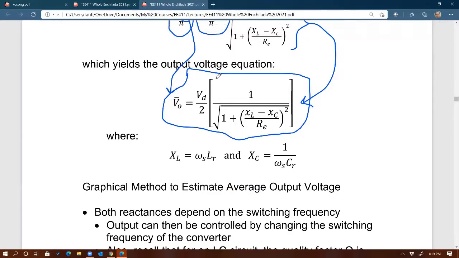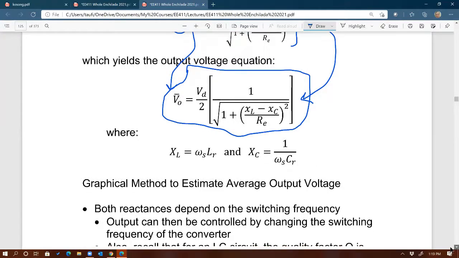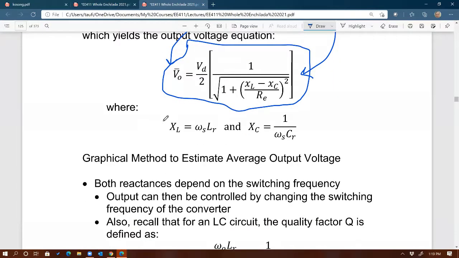The percent error will be more if you use this for DCM rather than for CCM2. Okay. Any questions on that? And here's the equation for X of L. As you know, that's just the reactance of the resonant inductance, and there's the reactance for the resonant capacitance. So you can use this equation for any mode to approximate the output voltage.